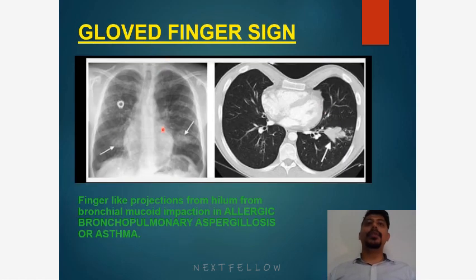Gloved finger sign. So we can appreciate finger-like projection from the hilum, from bronchial mucoid impaction in allergic bronchopulmonary aspergillosis. Can also be seen in asthma. So it is giving the appearance of a finger in glove because of the mucoid impaction in ABPA.